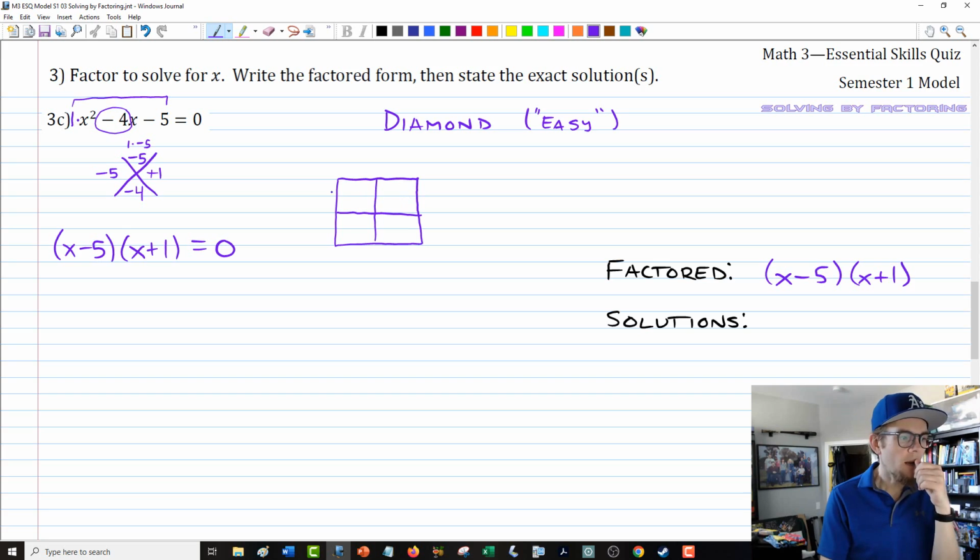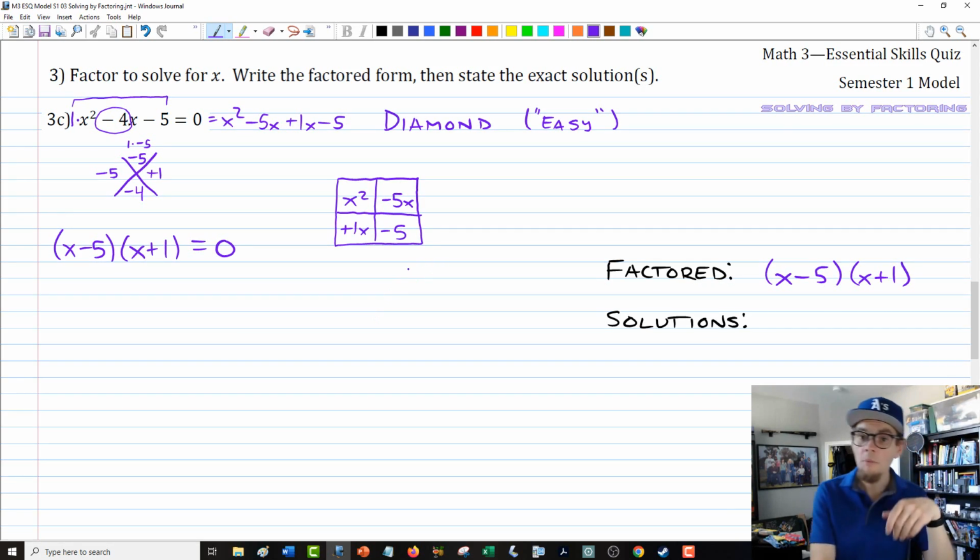So what do we got? I'm going to break up all these terms here, because what we really did was we wrote negative 4x instead as x squared minus 5x plus 1x minus 5. So what I'm going to do is rewrite this in here with exactly that form.